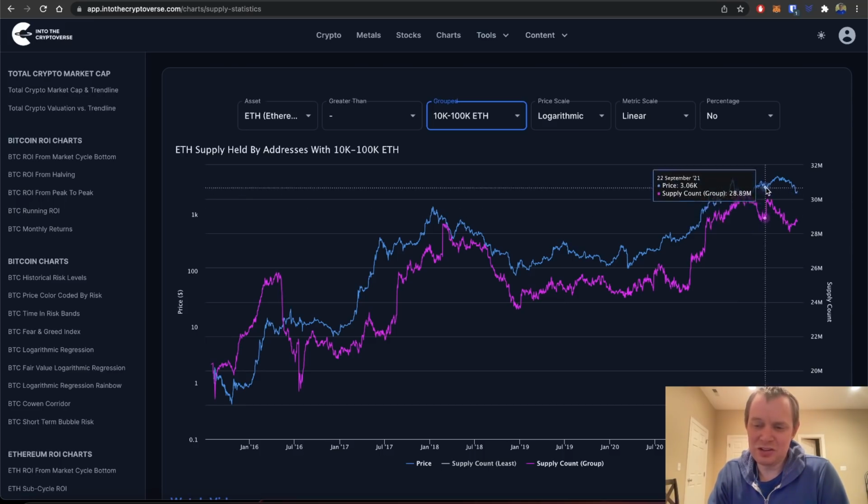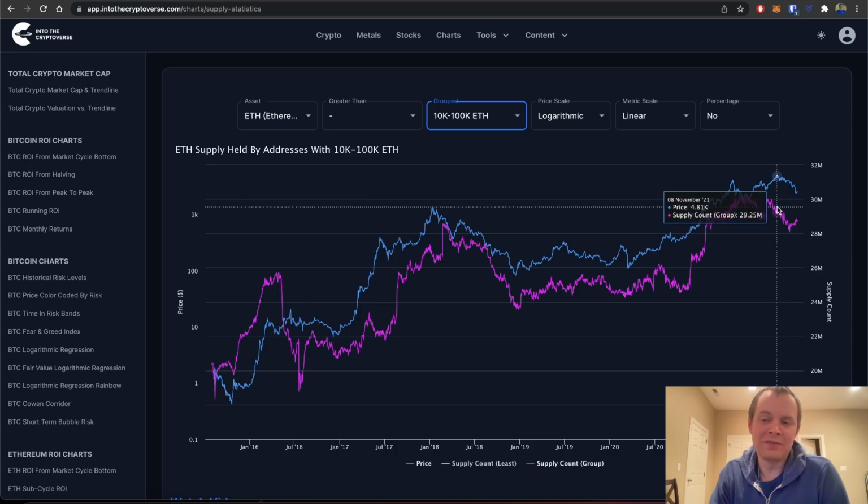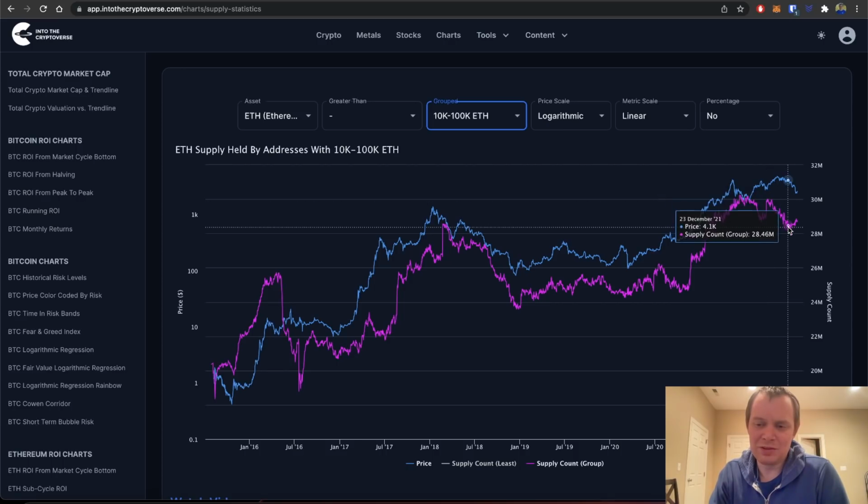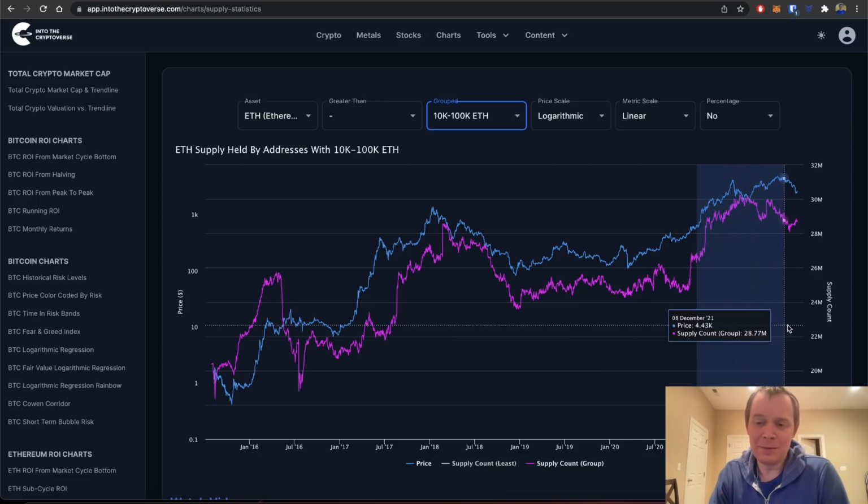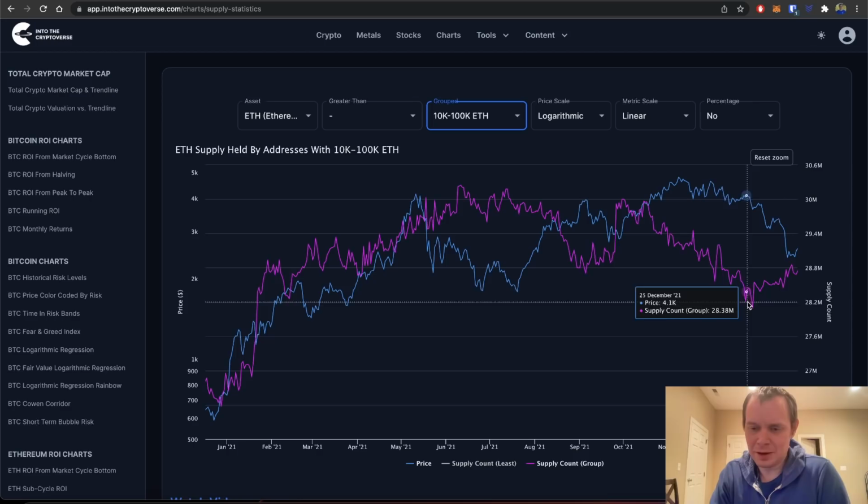Basically, it's actually interesting because even September of 2021, you can see it popped and then it sold off. The amount of Ether held in these wallets reduced some since then. So it dropped from about 30 million or so down to about 28.46 million. And then most recently, it's actually entered a very brief uptrend. If we zoom in, you can see what I'm talking about.